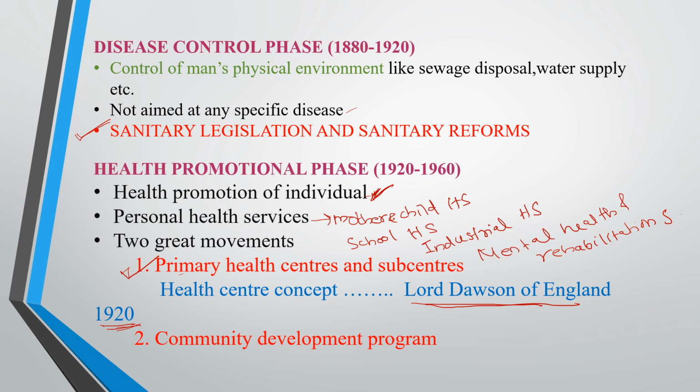Then the second movement was the community development program. This program was to promote village development through active participation of the whole community and on the initiation of the community. The community development program was aimed to promote village development through community participation. These are the most important points in the health promotional phase.